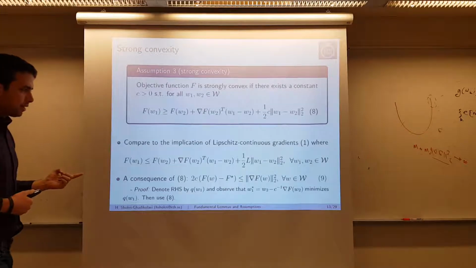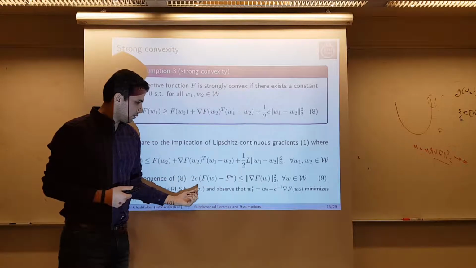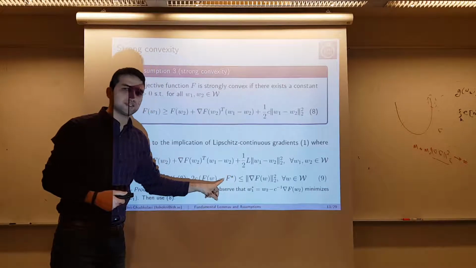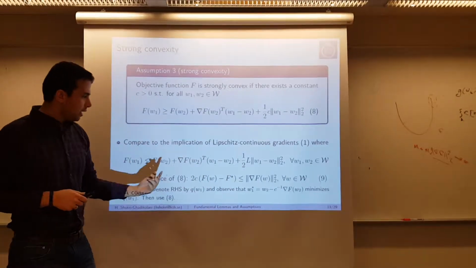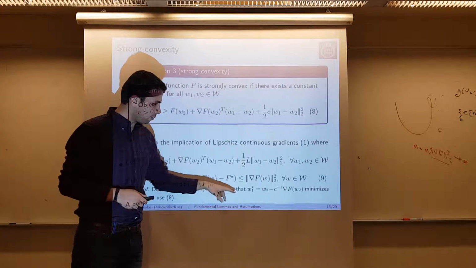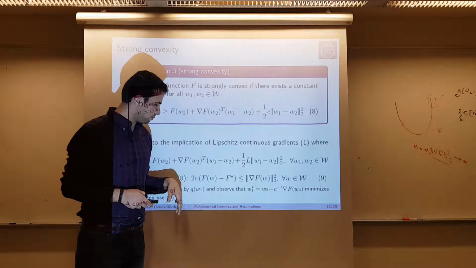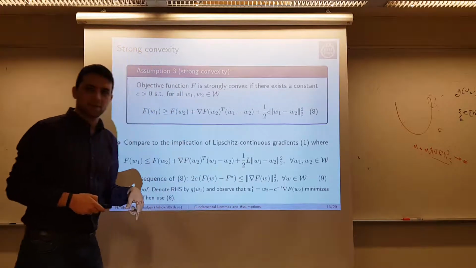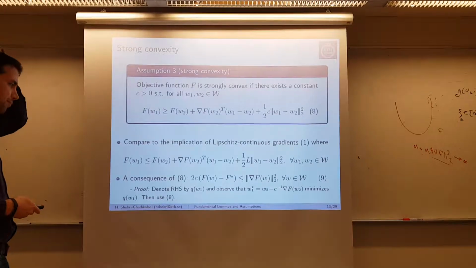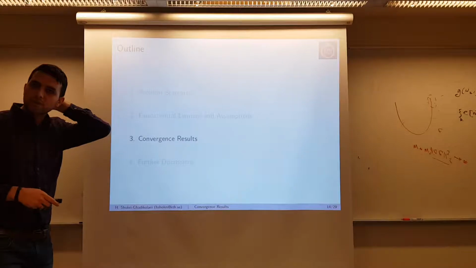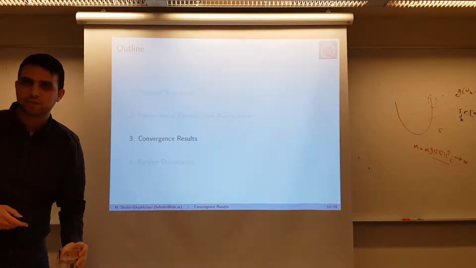Essentially, it says that whatever you do, the deviation from the optimal point, f star is f at w star. Okay, so this difference is upper bounded by 1 over 2c of this guy. We will see later on how we can use this. Any questions so far? Now we can run to the convergence results.